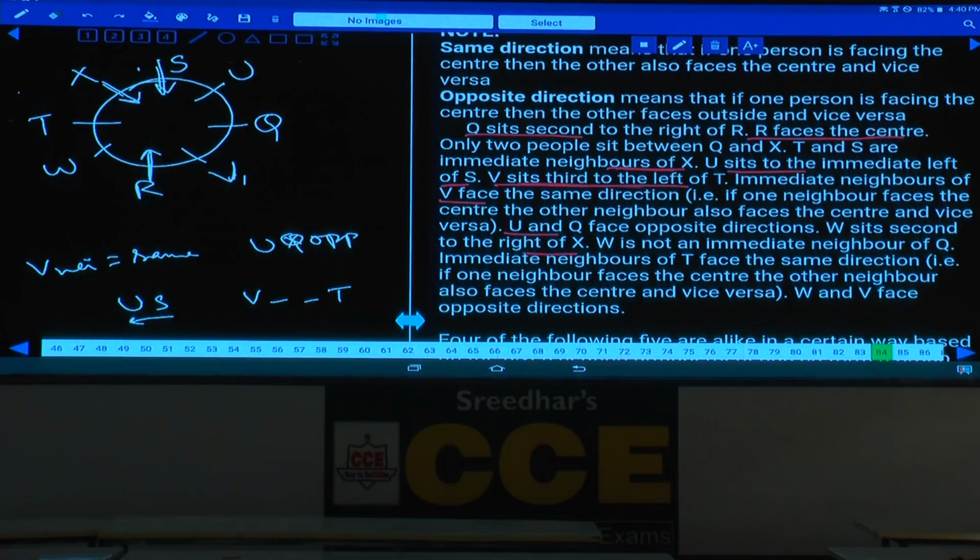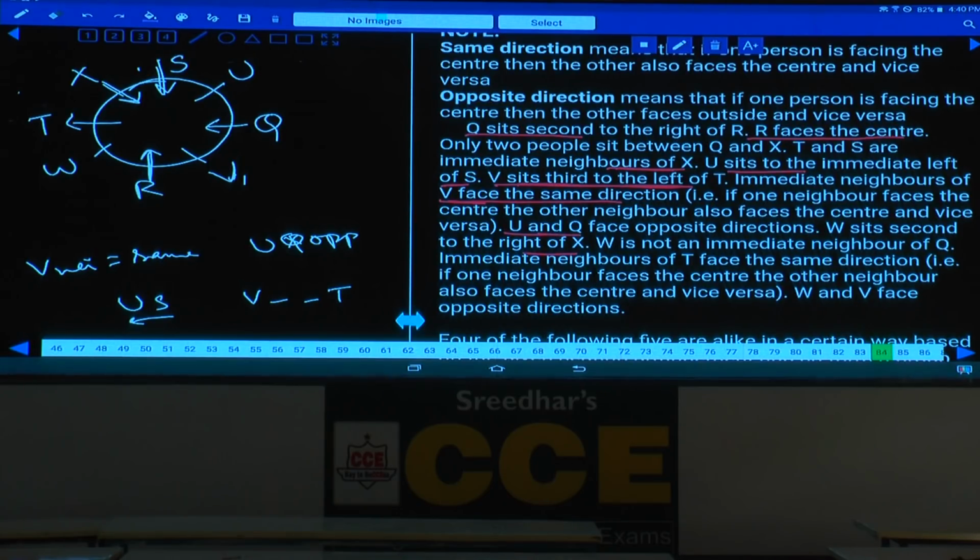V sits out to the left of T. As V is seated to the left of T, T must be away from the center. Immediate neighbors of V face the same direction. Q and R are facing the same direction.